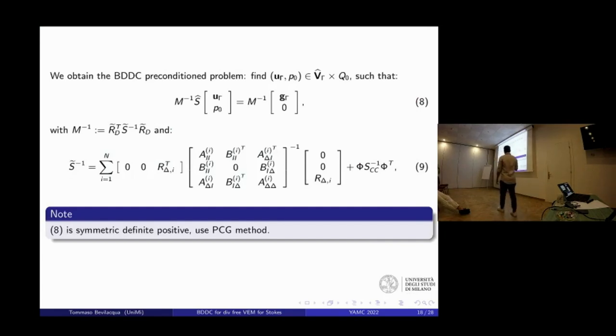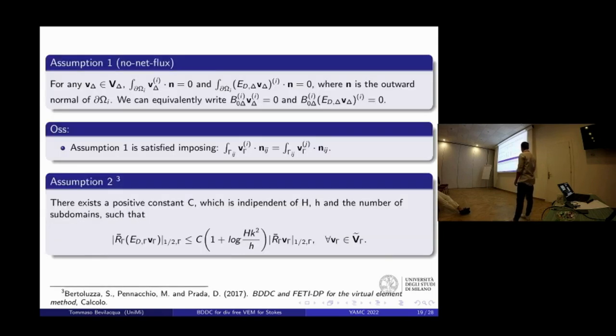We don't enter too much into the details, but we just say that the preconditioner is this one, and it is obtained as the sum of two contributions. This one is the so-called coarse correction, and this one is called the subdomain correction, obtained by solving a Neumann problem on each subdomain. With this preconditioner, our linear system is symmetric and positive definite, so we can use a preconditioned conjugate gradient method to solve it. But this happens only for a suitable choice of the primal constraints, and if two assumptions are satisfied.